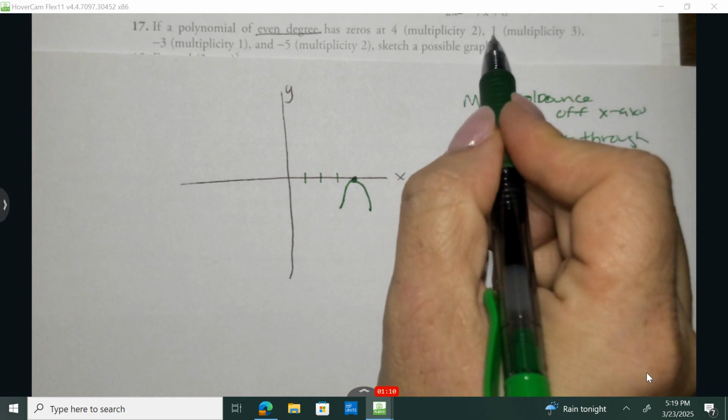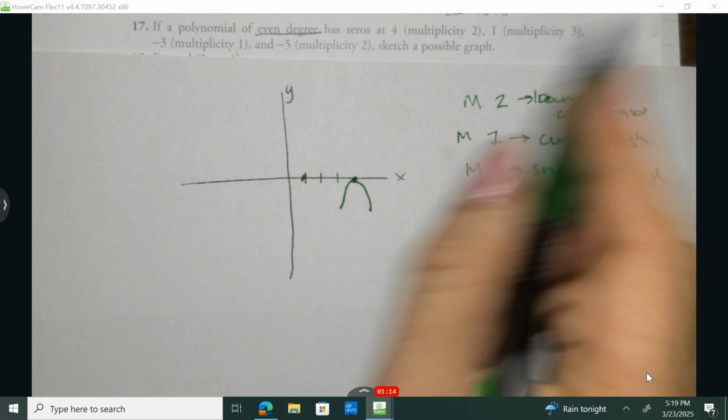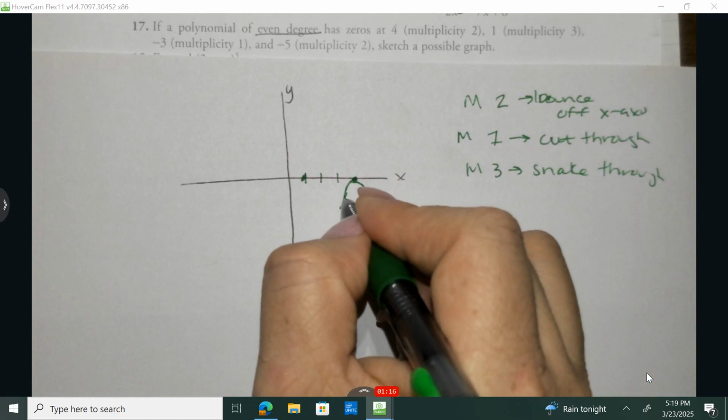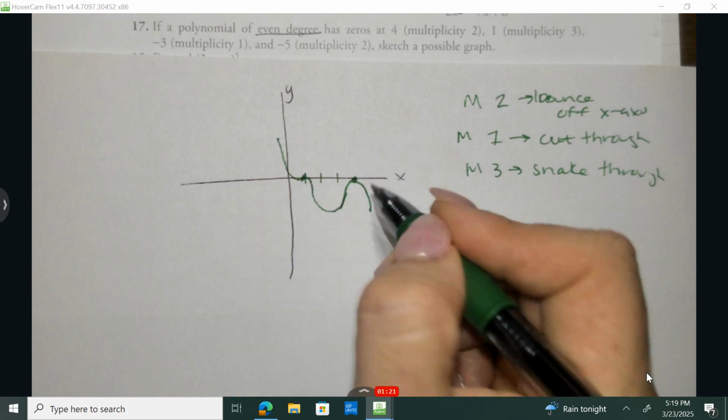Okay, then at 1, there's also a zero. And this has a multiplicity of 3. That means it needs to snake through. So it's going to come up. When it snakes through, it goes horizontal and then keeps going up.